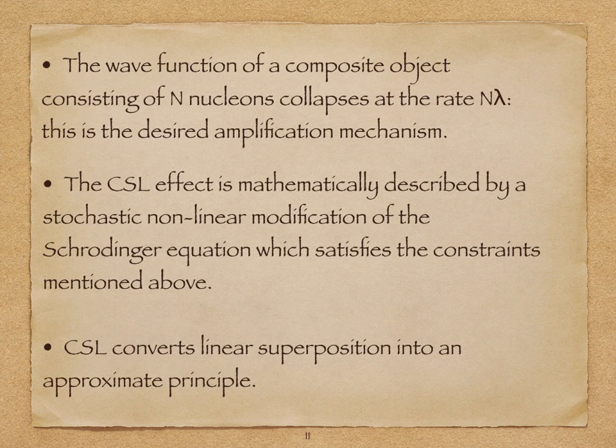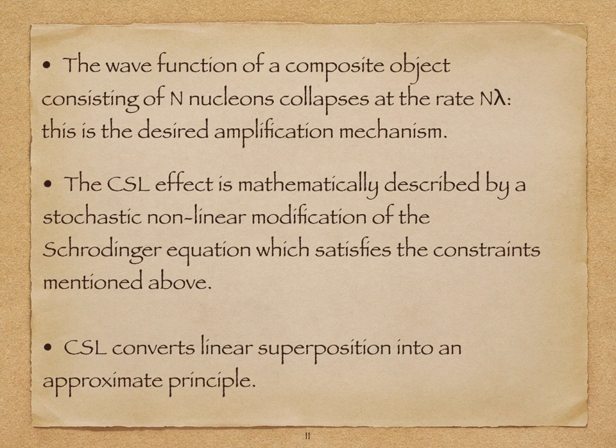The wave function of a composite object consisting of n nucleons collapses at the rate n times lambda, and this is the desired amplification mechanism. Incidentally, this is not an assumption. We'll prove in the next lecture that if the collapse rate is lambda for a nucleon, then naturally for a composite object, a larger macroscopic object consisting of n nucleons, the collapse rate is n lambda. Already you can see the physical outcome.